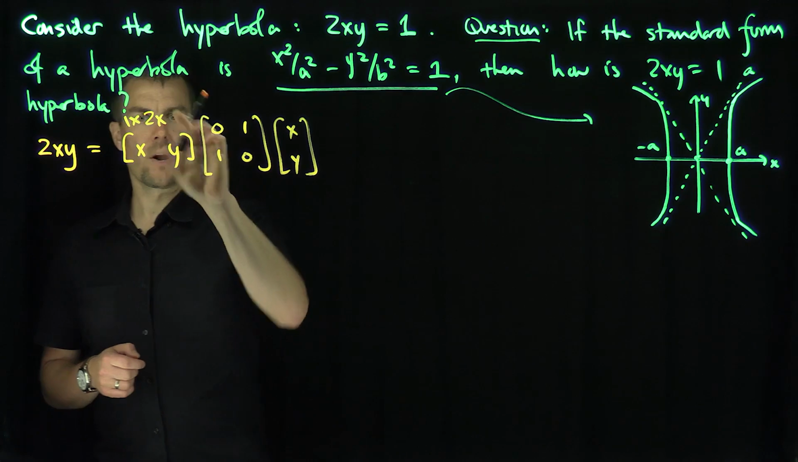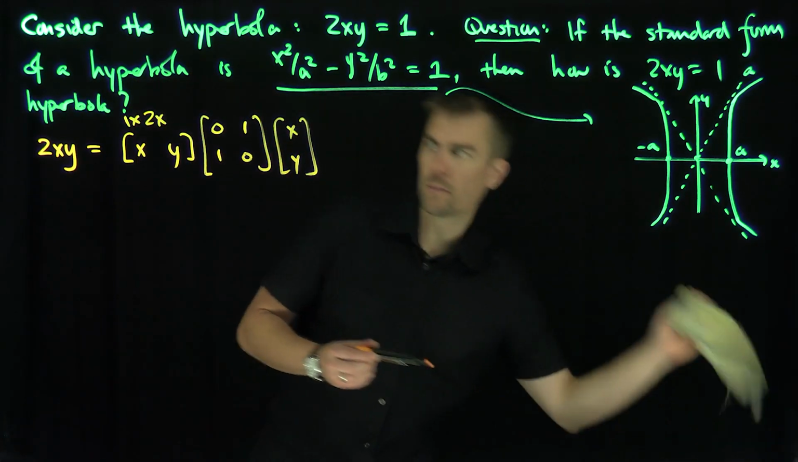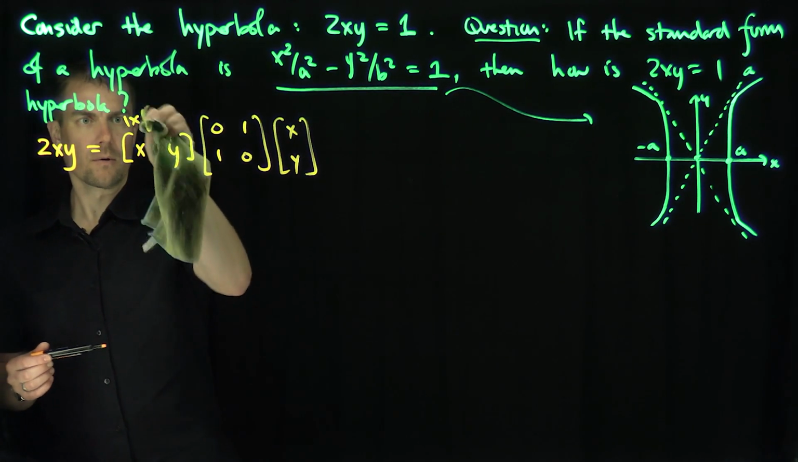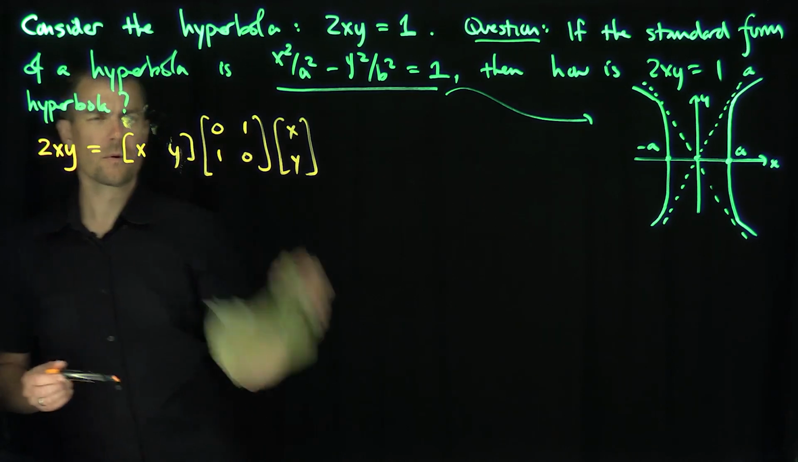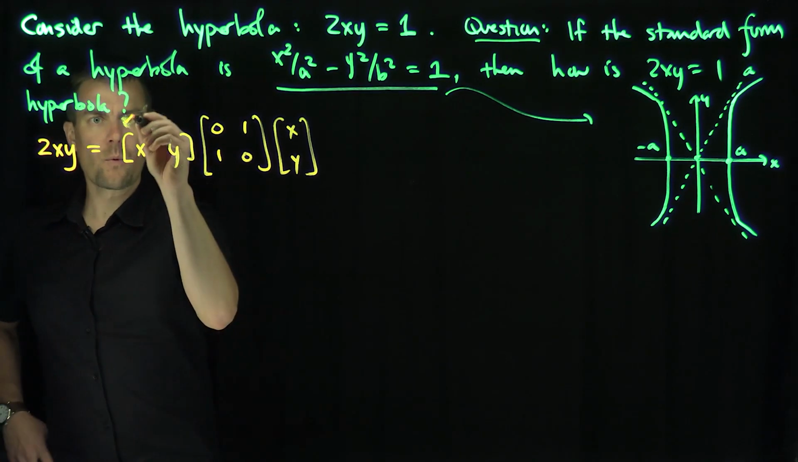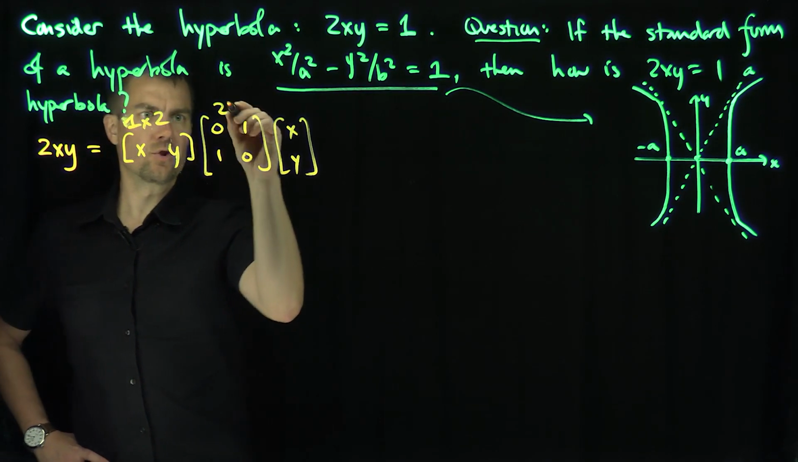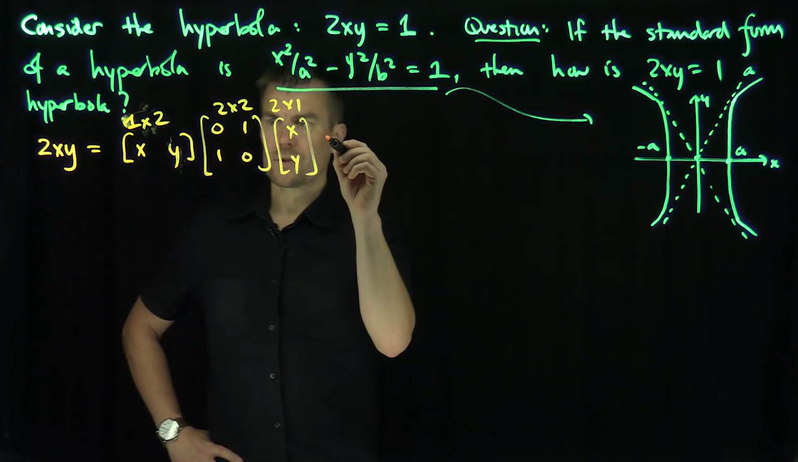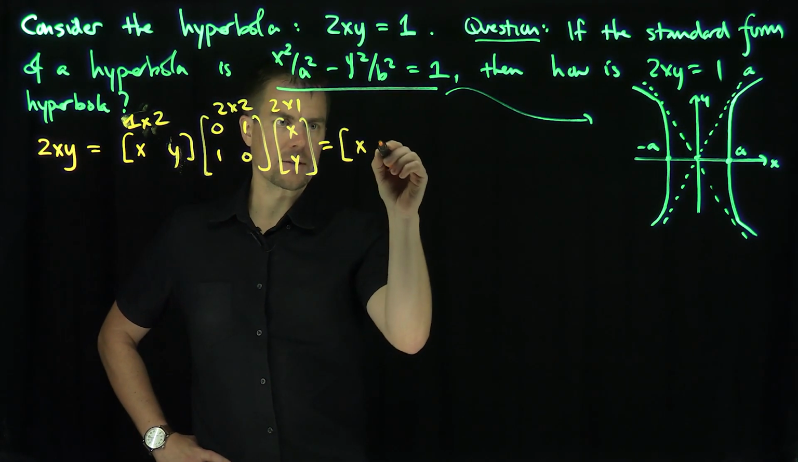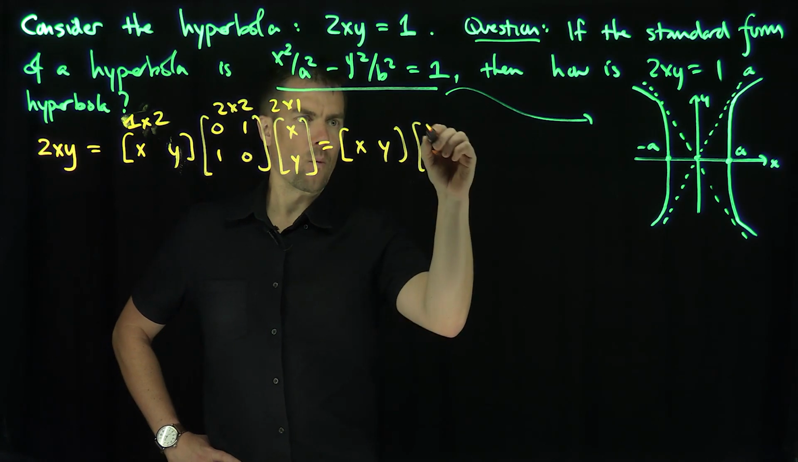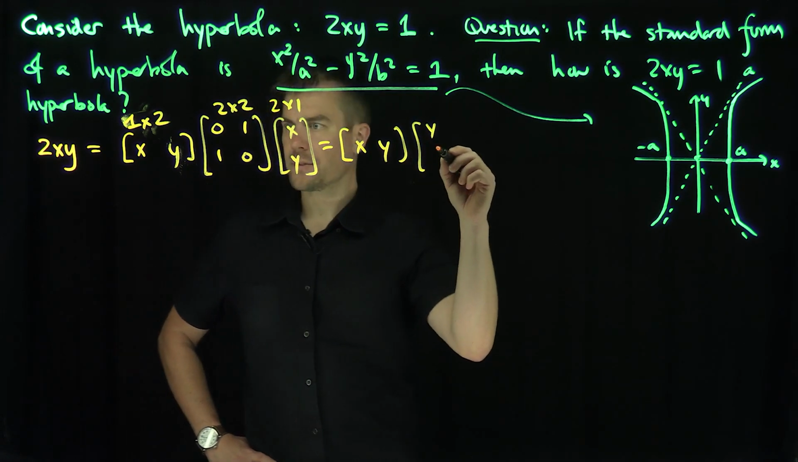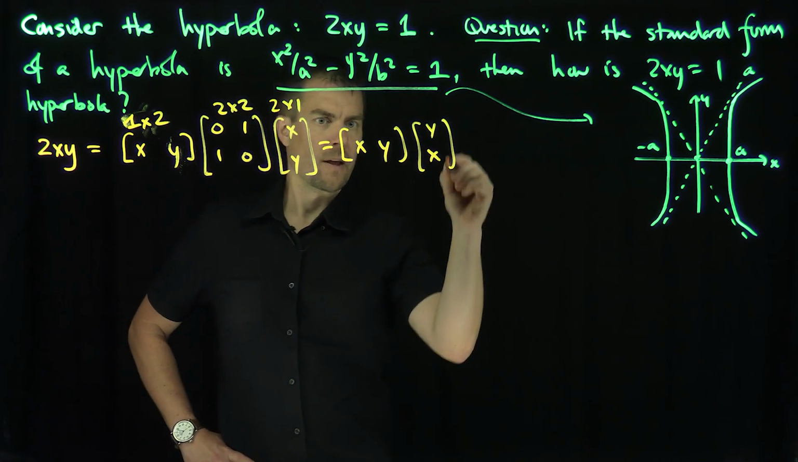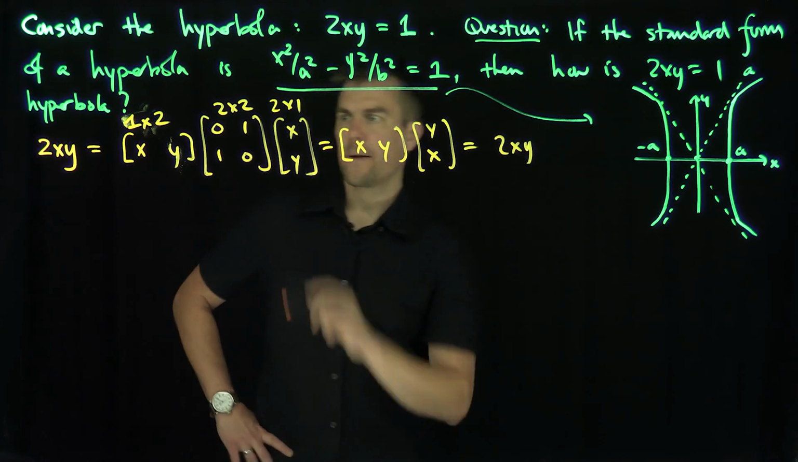And we're multiplying that by what? We're multiplying this 1 by 2, this is a 2 by 2, and this is a 2 by 1, so it's going to output a 1 by 1. So this is going to output x times y, and then a y, and then an x, like so. And that gives me a 2xy, okay?